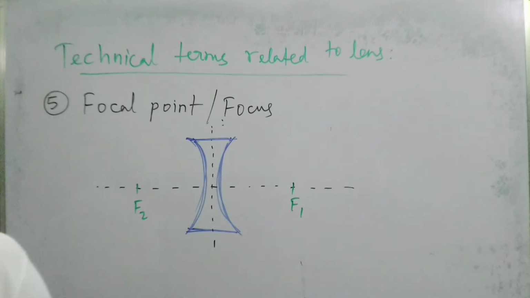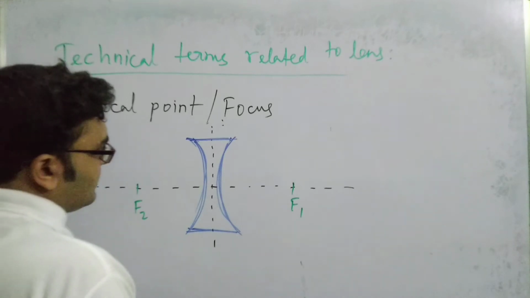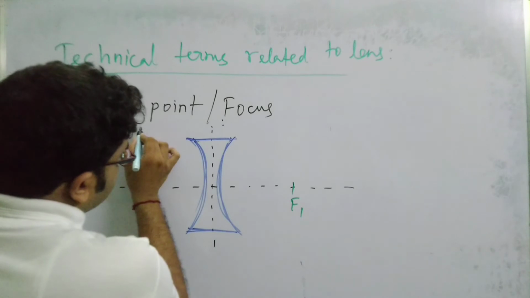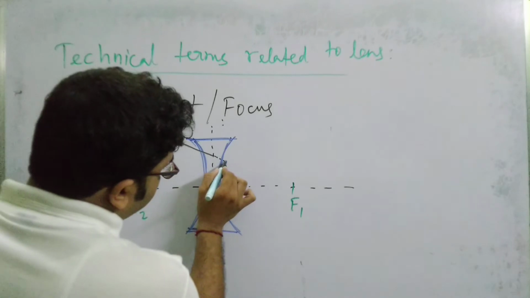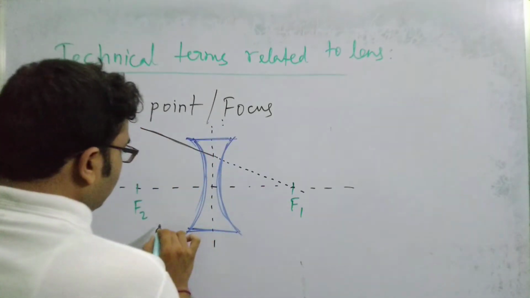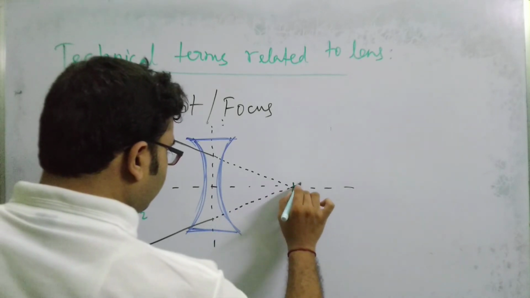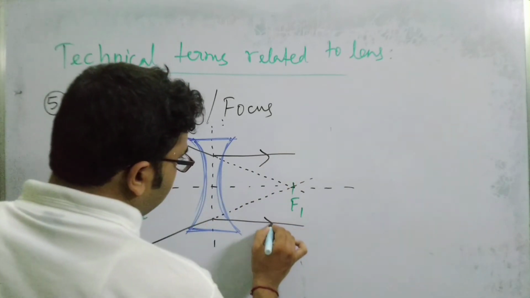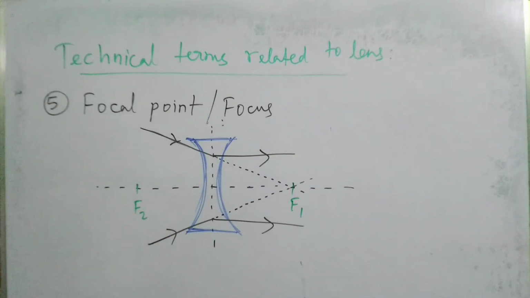The first focus is a point on the principal axis. If light rays are incident in such a way that they go on to meet at this point, like this, it is not actually meeting at the point, but it is appearing to go and meet at this point. Then the light rays after refraction will become parallel to the principal axis. So this is the first focus or the first focal point.